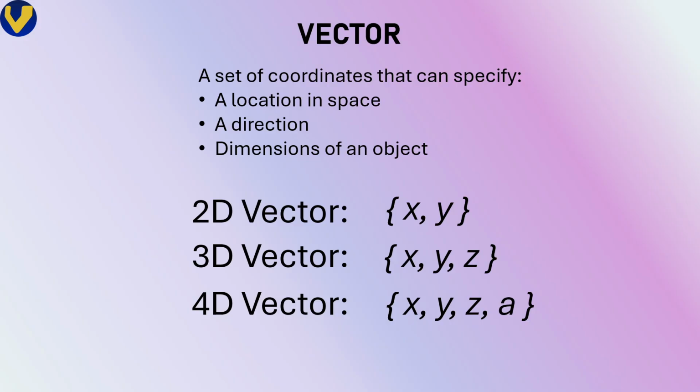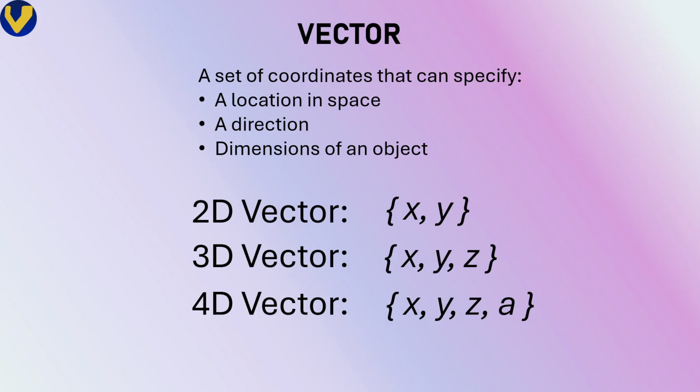Now, in our particular case here, the vector is going to specify 3 different types of coordinates. A location in space, like row 5, column 5, row 10, column 3, things like that. A direction, which we'll get to in the next slide. And the dimensions of an object, for instance, it's 10 rows by 10 columns or whatever.